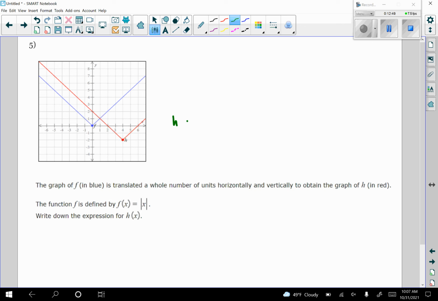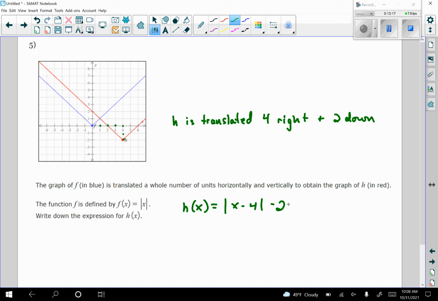So they're still both absolute value functions. So we're going to say h is translated. Notice you're going to count 1, 2, 3, 4 units to the right, and then 2 units down. So what is that going to look like? h of x is going to be the absolute value. 4 units to the right will become an x minus 4, and then 2 units down would be a minus 2. That's it.